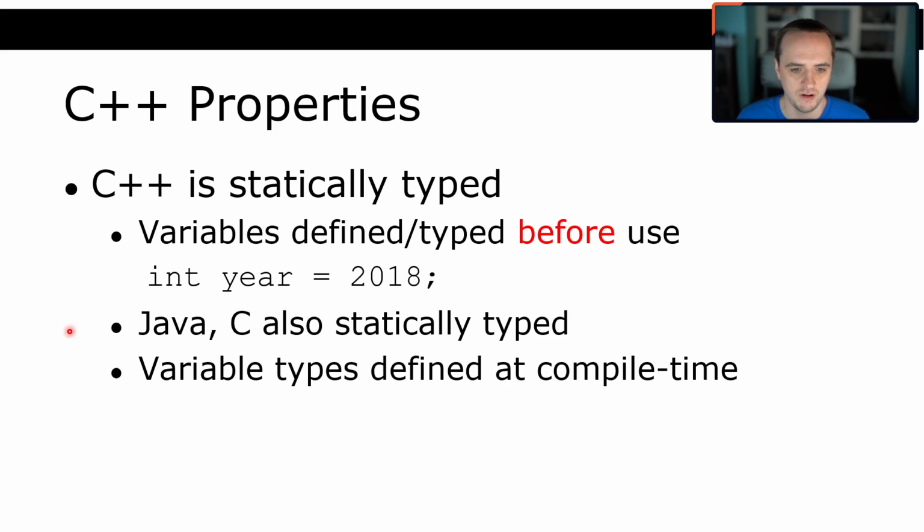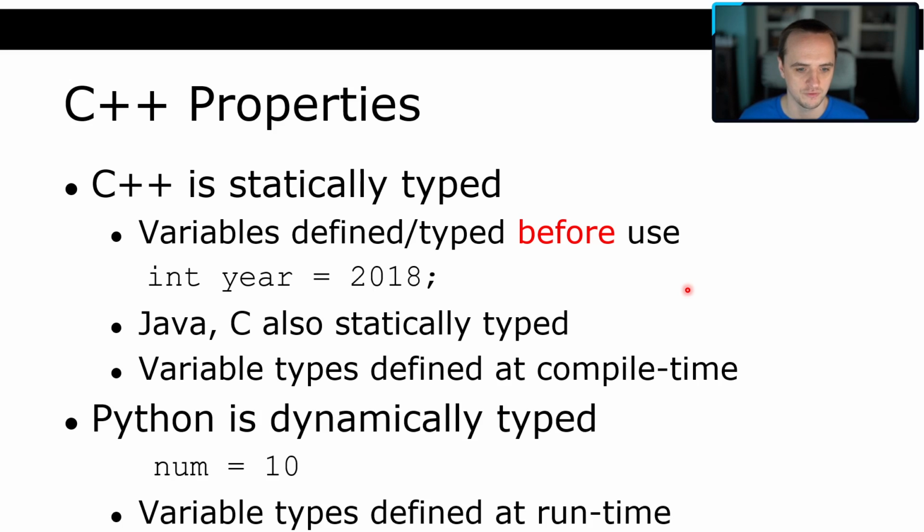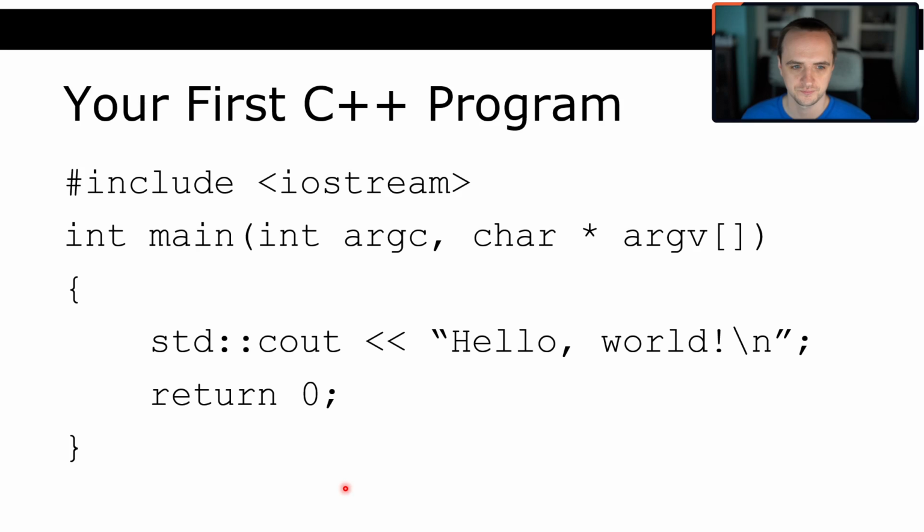Java and C are also statically typed, and the variable types are defined at compile time. So it's not dynamically typed like Python, for example. In Python, we can have a variable that's assigned to any type, and they can be defined at runtime, and they can be overwritten with different types and all sorts of things, okay? So C++ is a statically typed language, but I'm sure you're probably familiar with that already.